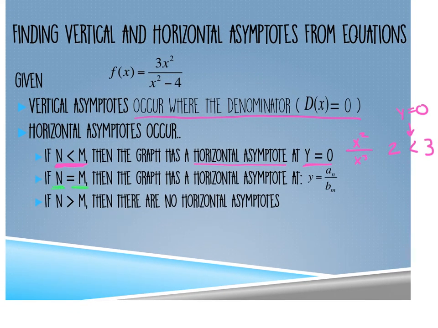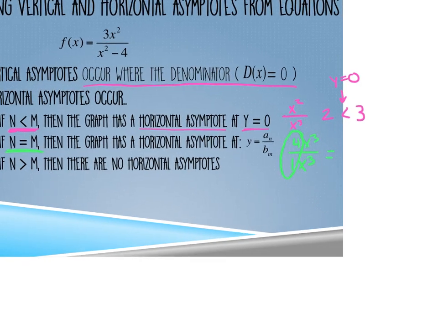If the degree of our numerator is equal to the degree of our denominator, we have a horizontal asymptote of the ratio of the leading coefficients of those highest degree polynomials. So if we have 4x cubed over 1x cubed, we take the coefficients of our highest degree terms, and that is our horizontal asymptote. So our horizontal asymptote would be y equals 4 over 1, which is just 4. So that is if the degree of our numerator is the same as the degree of our denominator, if they're equal.